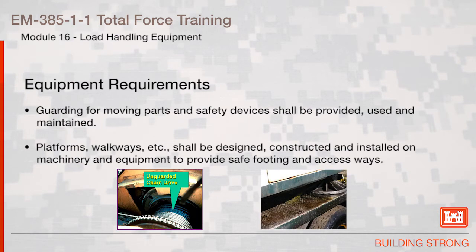Equipment requirements also include guarding for moving parts and safety devices that shall be provided, used, and maintained. Also, platforms and walkways shall be designed, constructed, and installed on machinery and equipment to provide safe footing and access ways. As you can see from the picture, there is an example of an unguarded chain drive. Additionally, the platform demonstrates one of the horizontal walking surfaces. Additionally, the platform shows an example of a safe footing and access way to the load handling equipment. Additionally, the platform shown in the picture indicates an example of safe footing and access way.